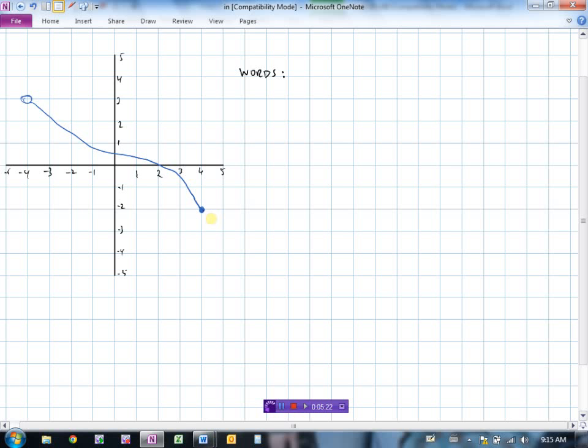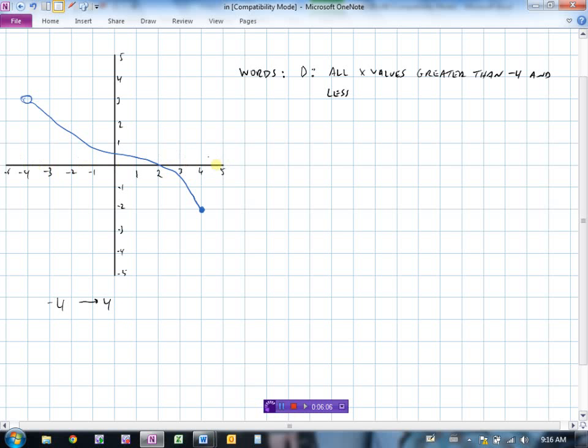So if we were describing this, my domain, and we use D for the word domain, would be all x values, because the domain is the x values, all x values greater than -4, so not including -4, and less than, so we go basically from -4 all the way to 4. That's our domain.